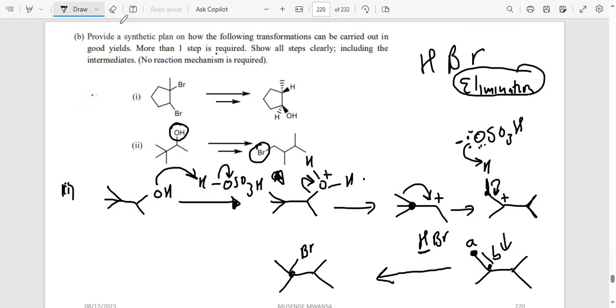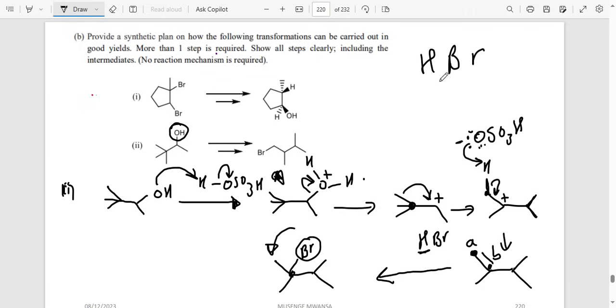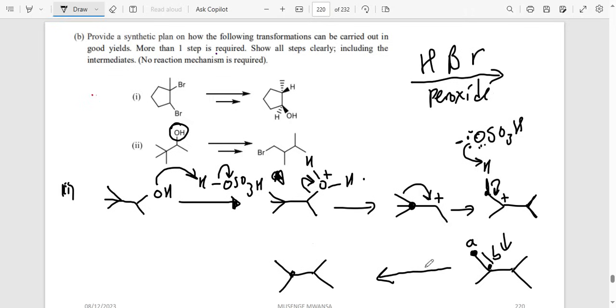But wait, that's not the product that we have. But remember, when we were talking about the first reaction, what did we say? If we want the Br to attach at the carbon that is less substituted, or the carbon that has a lot of hydrogens, what did we say we should use together with HBr? Do we remember? Yes, we're supposed to use peroxide. So that is going to be the thing that we are going to use. So here, as I'm attaching my HBr, I'm also going to use peroxide.